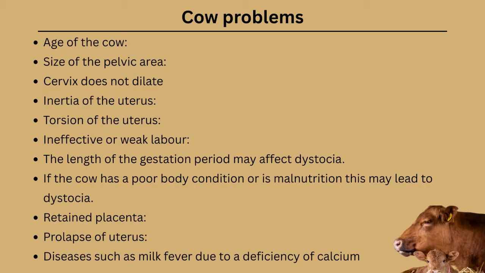If the cow has a poor body condition or is malnourished, this may lead to dystocia. Retained placenta. Prolapse of uterus. Diseases such as milk fever due to a deficiency of calcium.